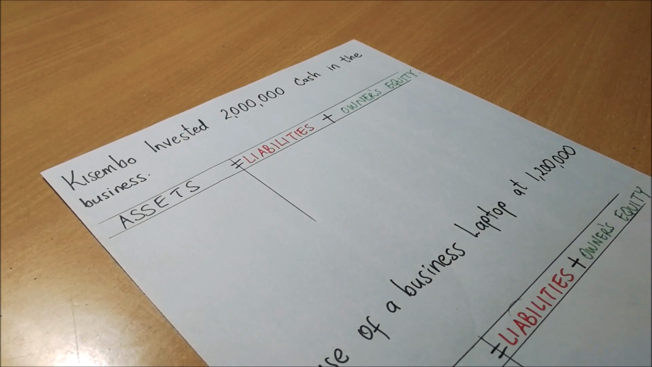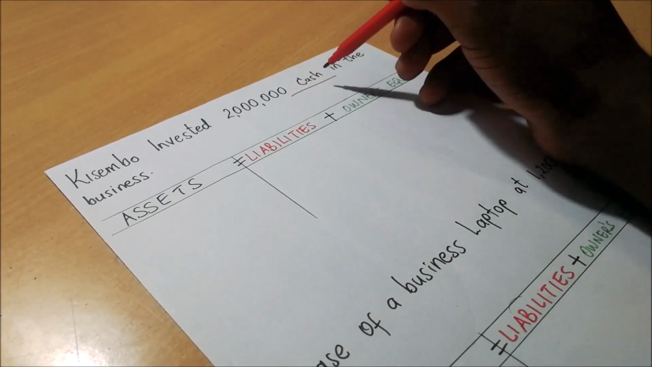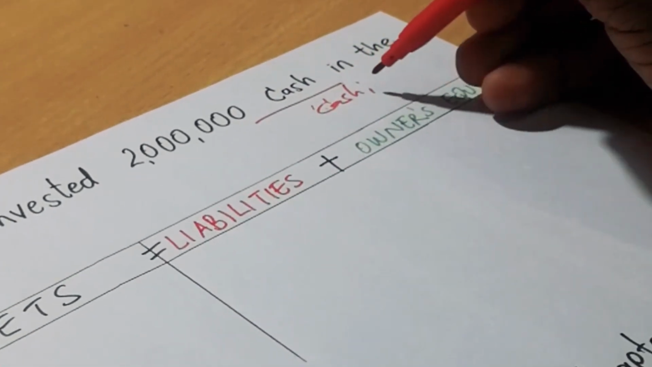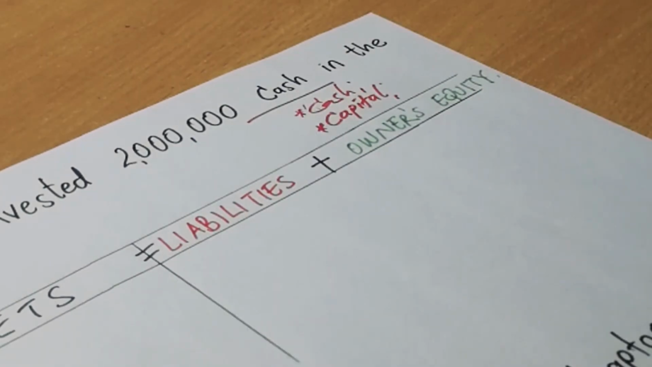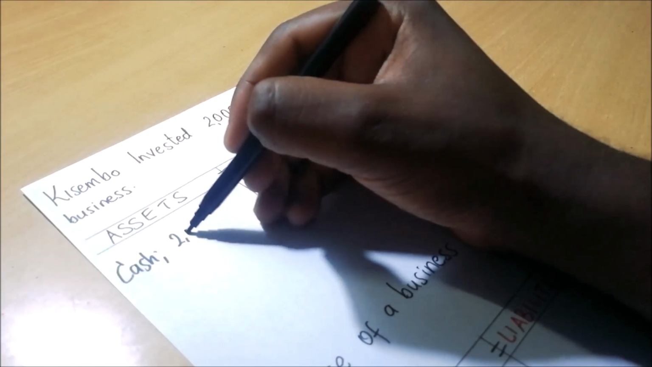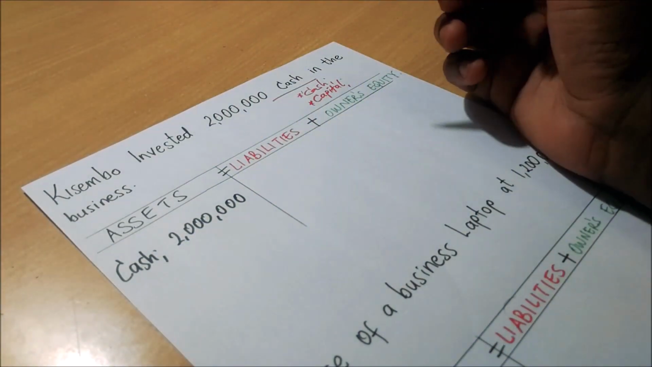We have Kisembo invested 200,000 in cash in the business. So we need to ask ourselves which accounts have been affected by this transaction. Kisembo has invested money. So the two accounts that have been affected here, we are seeing cash. And here cash has been affected. From our asset side, we have this as cash. We have cash of 2 million that has been invested in the business.